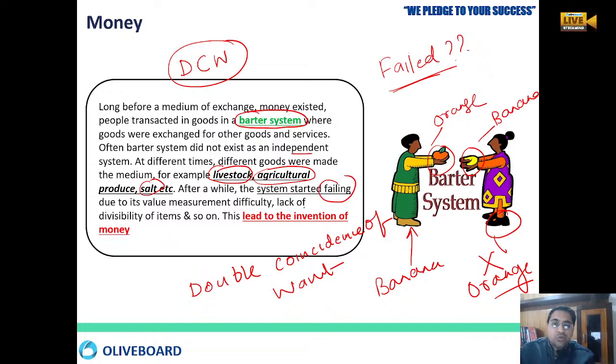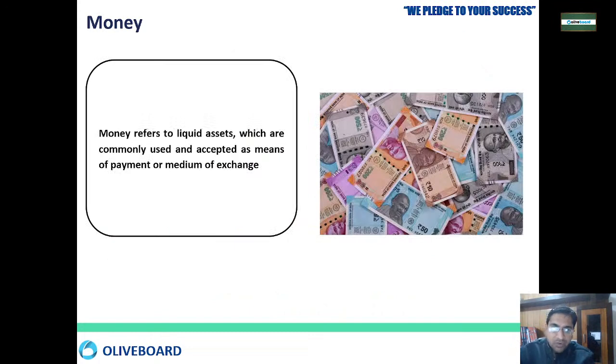So this led to the invention of the concept of money, right? So what is money? Money is a liquid asset. A liquid asset is something which you can give to somebody and that person can give it to somebody else. That means acceptability. It is accepted as a medium of payment and exchange. Anything which can be easily exchanged is called liquid.